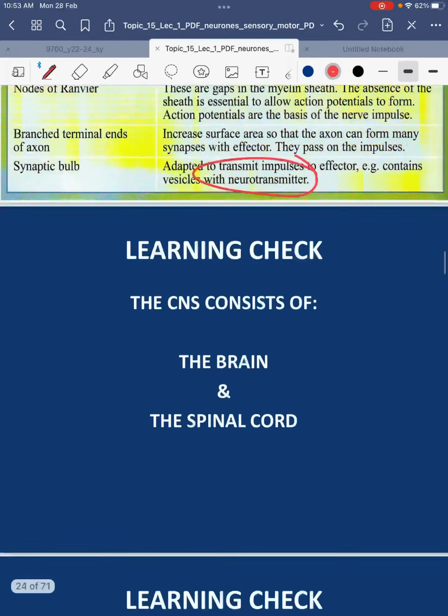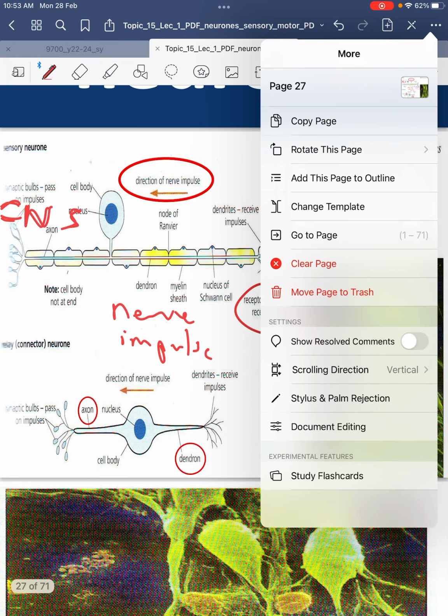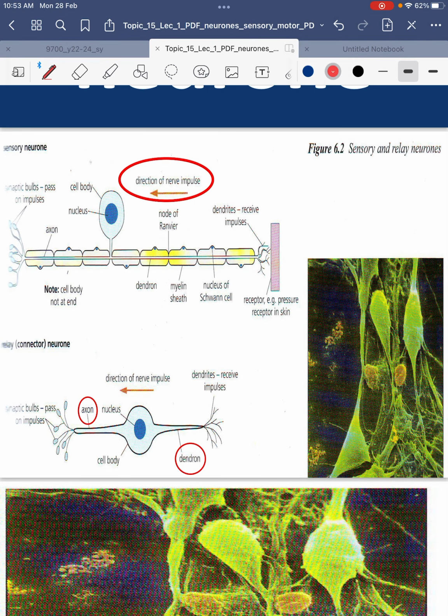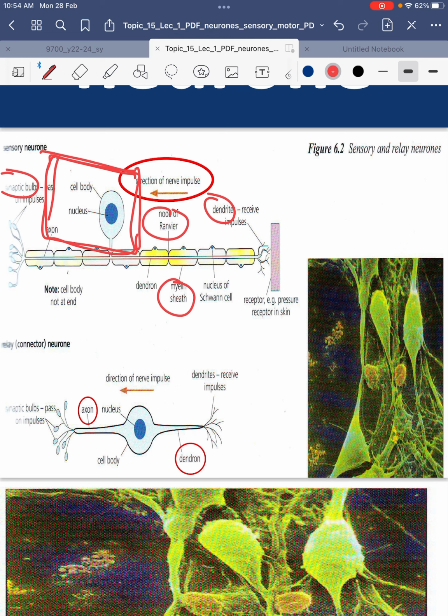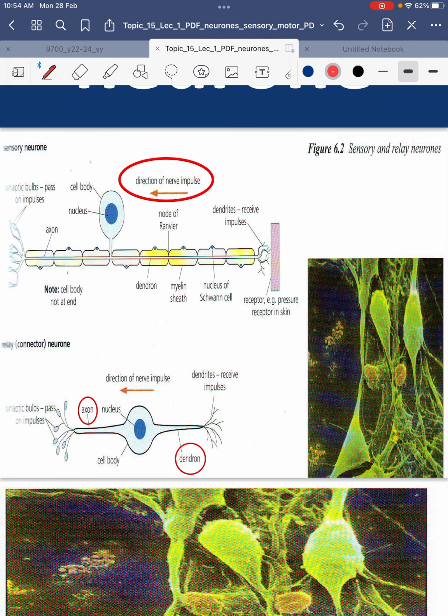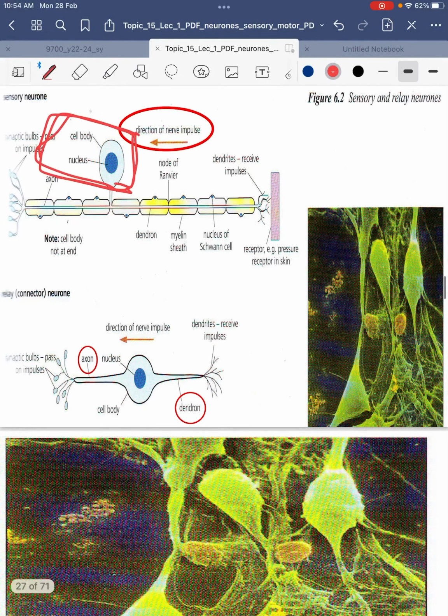Now structurally, they are also quite different, though they have some similarities. The difference is the positioning of the cell body, which is not at one end. It's in the middle. They do have dendrites, the synaptic bulb, the myelin sheath, and the node of Ranvier. Apart from the function, the only difference is that the cell body is located somewhere in the middle. The rest is the same.